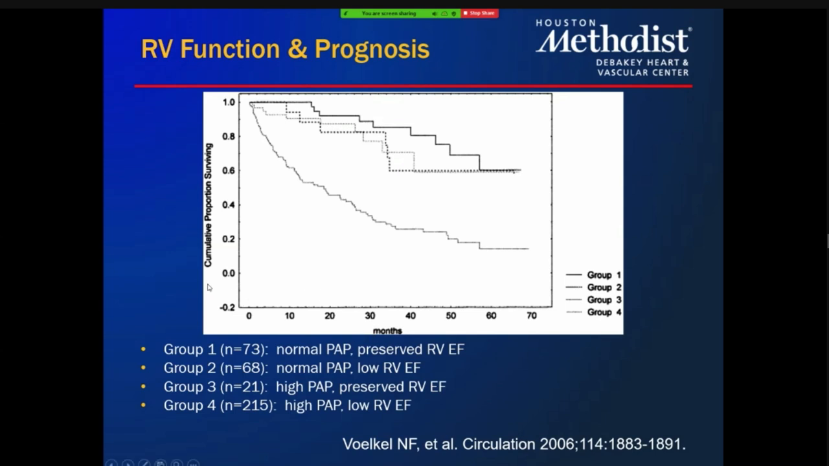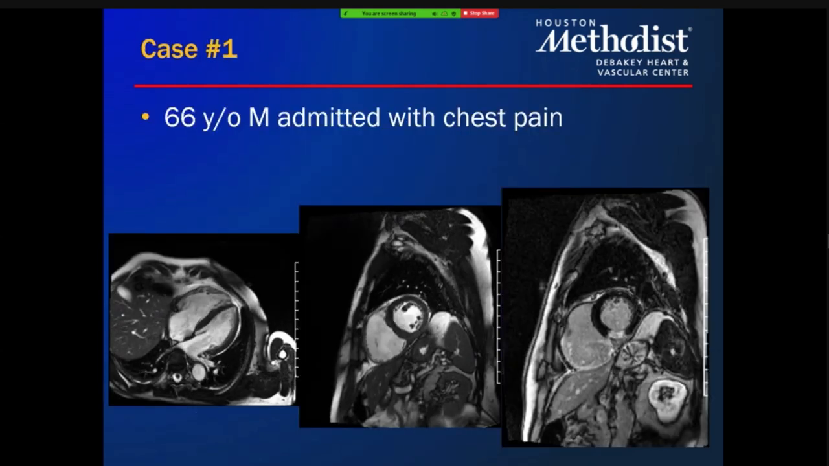Knowing what the RV function is in patients with high pulmonary pressures for whatever reasons, be it left side heart failure, primary pulmonary hypertension, et cetera, then the RV function becomes very important prognostically. So let's move into the different cases.